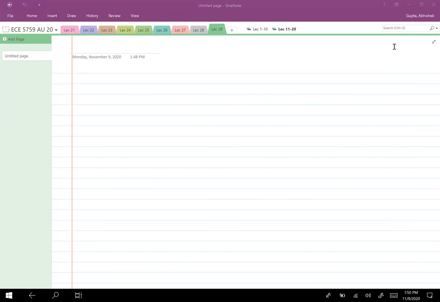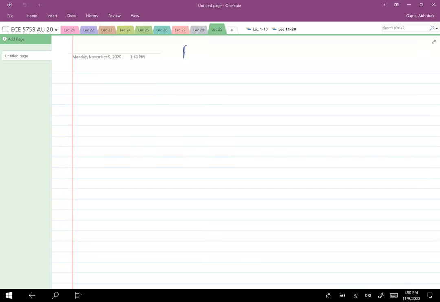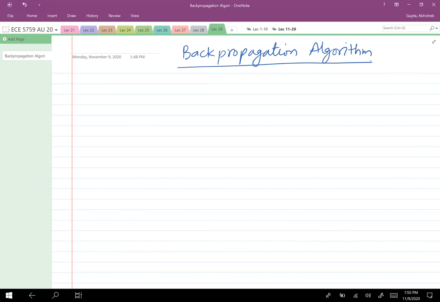So we were talking about dynamic optimization methods, and the goal for today's class is to derive the backpropagation algorithm. We'll then discuss a little bit about the maximum principle after we derive the backpropagation algorithm.